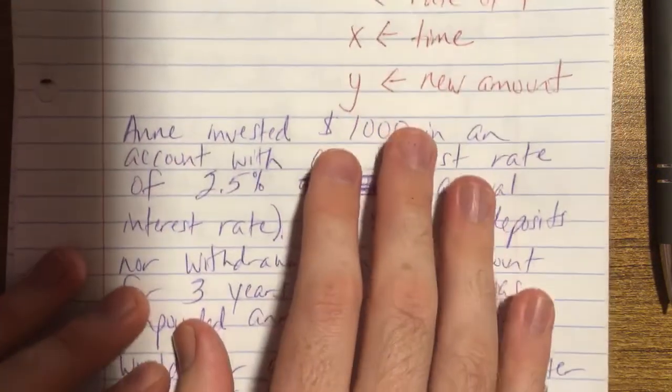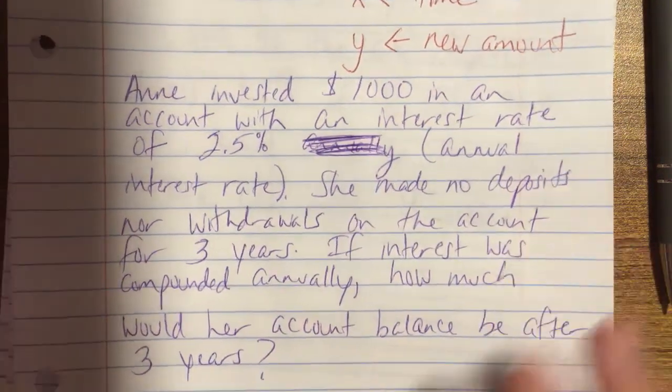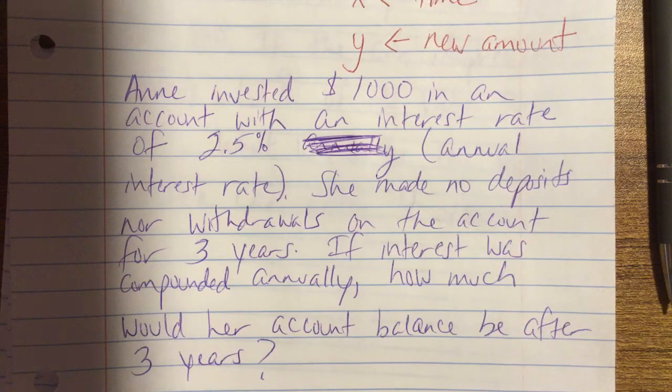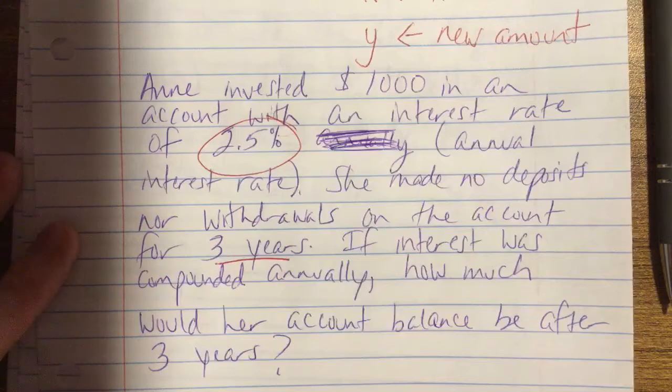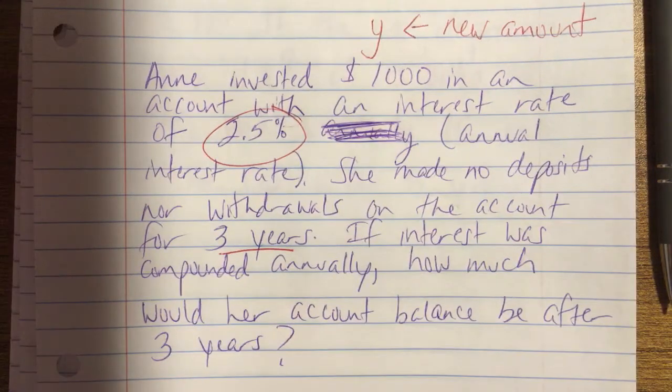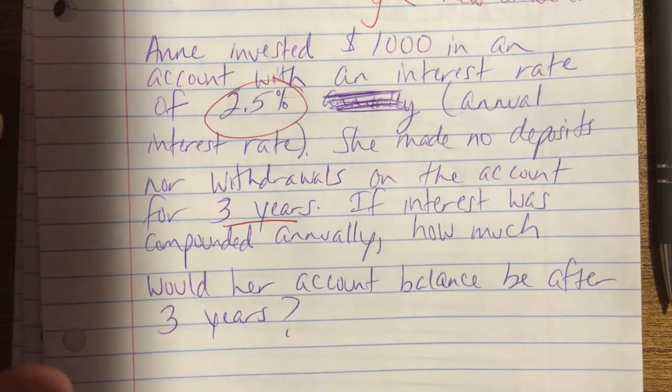So an example, a word problem that involves this and a real-life application would be an investment, such as Anne invested $1,000 into an account with an annual interest rate of 2.5%. And that would be the annual interest rate. She made no deposits nor withdrawals on the account for 3 years. That's your timing. If interest was compounded annually, how much would she have in the account? How much would the account balance be after 3 years?